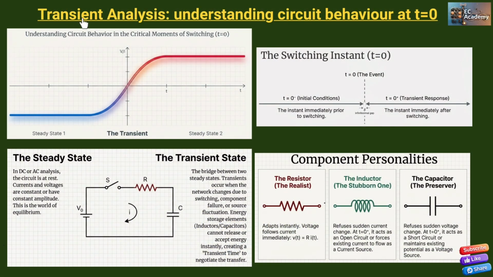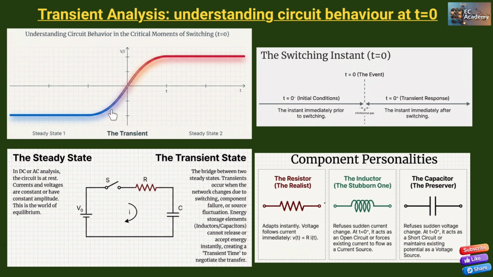In this lecture, let us understand transient analysis. Here, we'll understand the circuit behavior at t equal to 0. Usually, when we look at a circuit, we analyze it as a steady state, where everything is calm and constant. But in the real world, things change: switches flip, components fail, and power fluctuates.